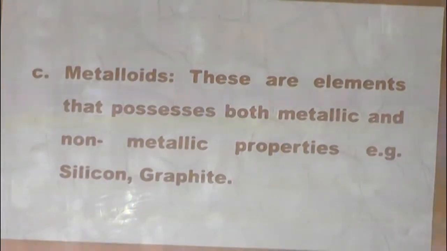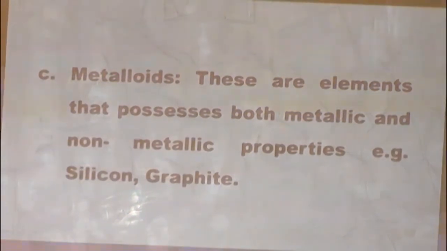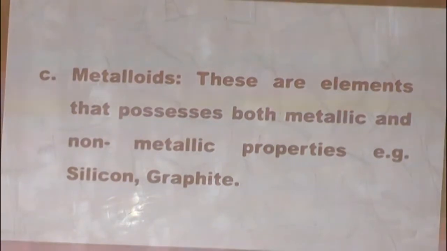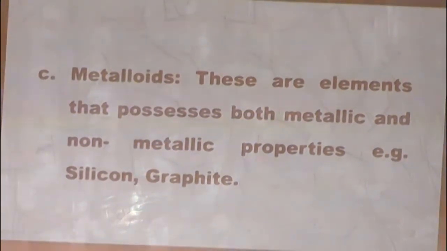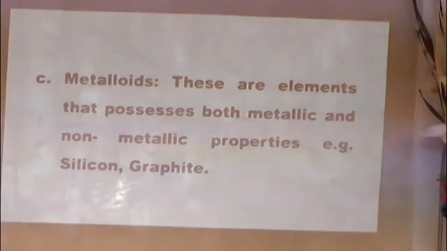Graphite is an allotrope of carbon. Diamond is also an allotrope of carbon. Of course, diamond cannot conduct electricity, but graphite can conduct electricity. Diamond represents a non-metal, while graphite represents a metal. Therefore, you will discover that carbon, in the forms of diamond and graphite, possesses both the properties of metals and non-metals. Hence, it is referred to as a metalloid.